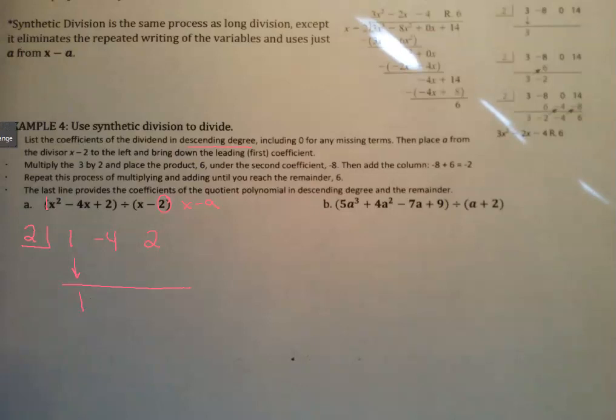Right. So 2 times 1 is 2. So I put that here. And I'm going to remember, I'm doing addition. What's negative 4 plus 2? Negative 2. And 2 times negative 2 is negative 4. So what's 2 plus negative 4? Negative 2. I'm done with the math.